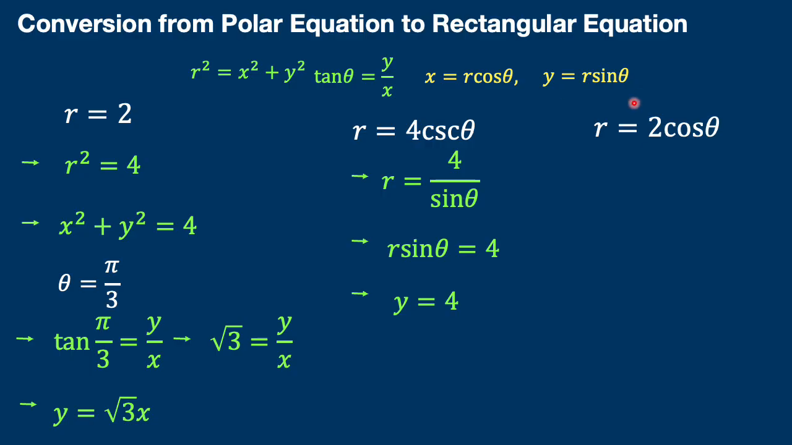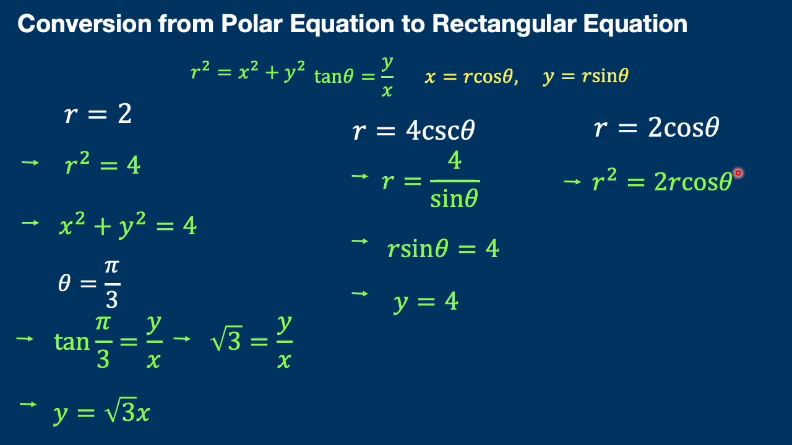One more example. r is 2 cosine theta. This is very tricky. We have r cosine theta right here, but the left side is r and the right side is just cosine theta. But we need r cosine theta. So what you have to do is multiply by r on both sides. So r square equals 2 r cosine theta.